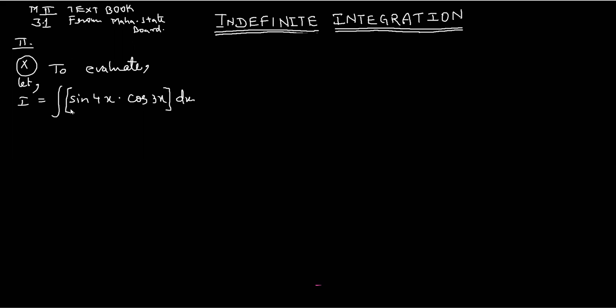Okay. So here I have a question where I have to evaluate the integral of sin 4x into cos 3x. So how do I evaluate? As you all know, students, integrating a function is all about applying the results. I need to be able to apply the results here. So for that, I multiply by 2. When I multiply by 2 here, this will become 2 sin 4x cos 3x dx.